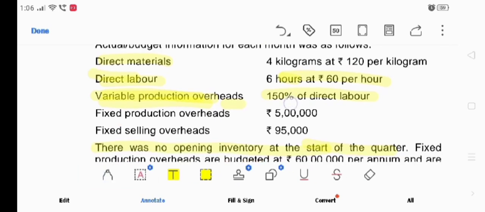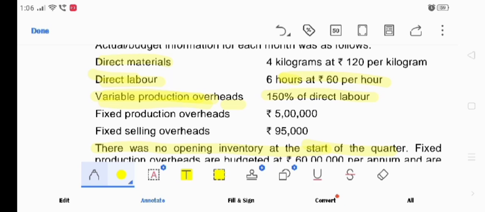Now listen carefully, this is really important. Fixed production overheads, they have given 5 lakh. There is a nature of variable cost and fixed cost. In variable cost, per unit it is fixed, but in total it changes. Fixed cost overall, in entirety, is fixed, but per unit fixed cost changes. This is the nature.